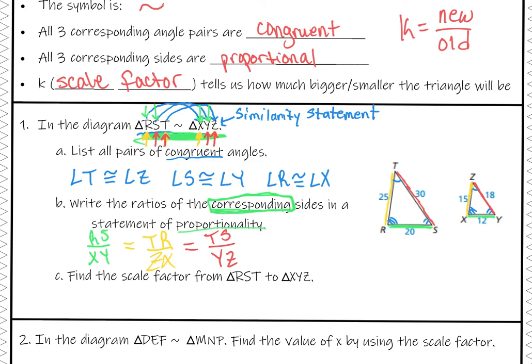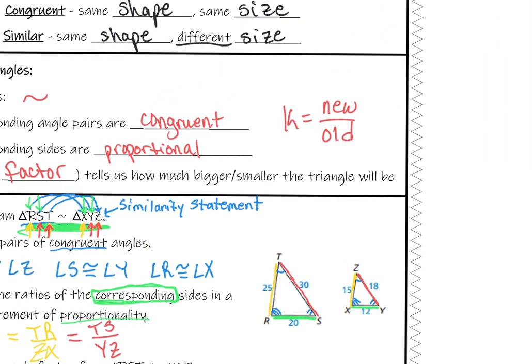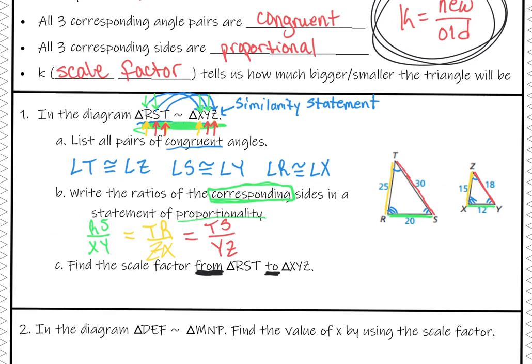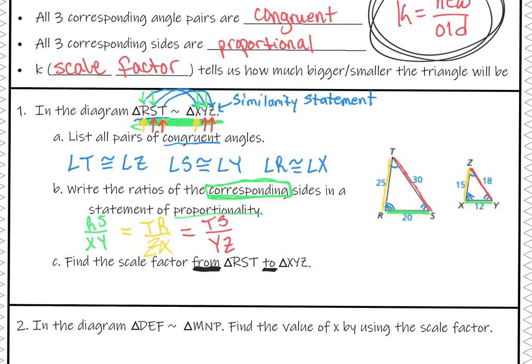It says find the scale factor from RST to XYZ. Guys, this is important. The word "to" here, right? We're going from RST to XYZ. Because if you remember our formula for scale factor up here, you should be thinking to yourself, new over old. Well, which one's the new and which one's the old? This tells you we're going from RST to XYZ.